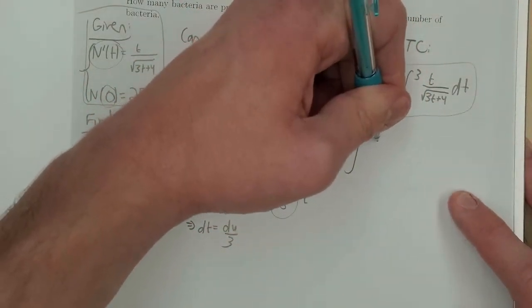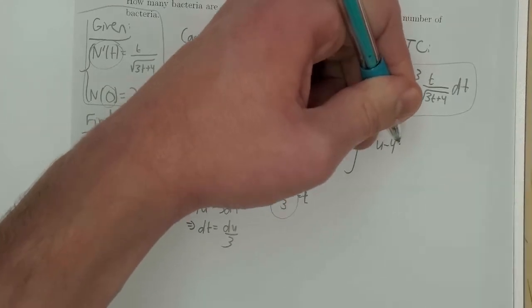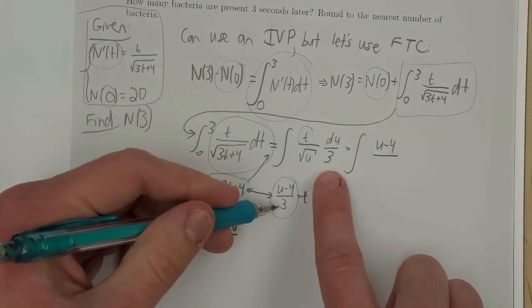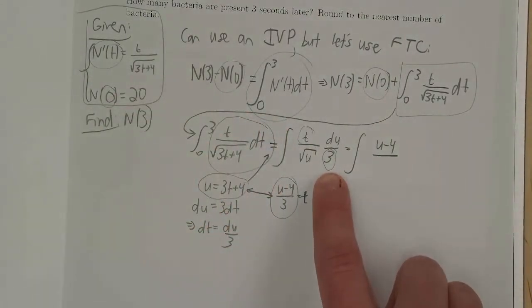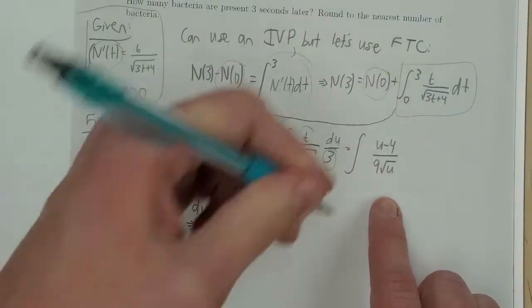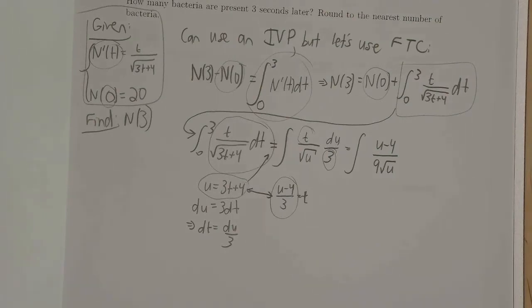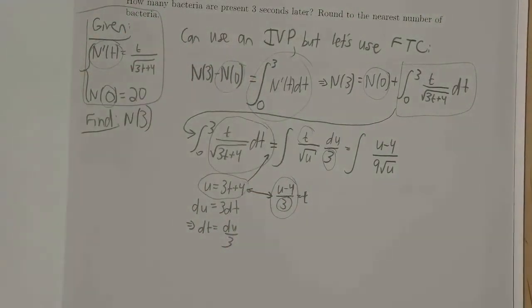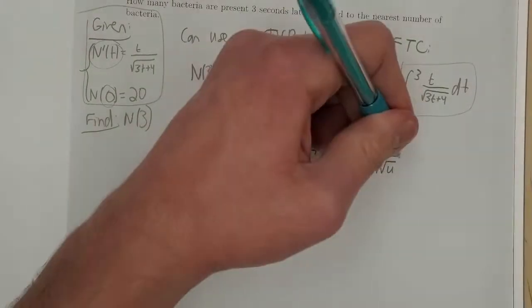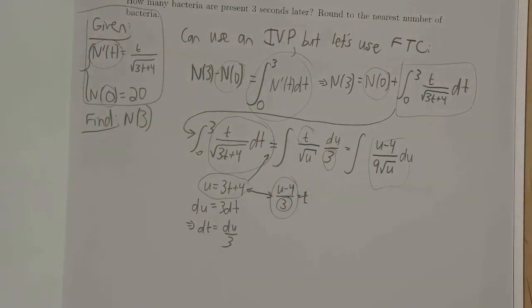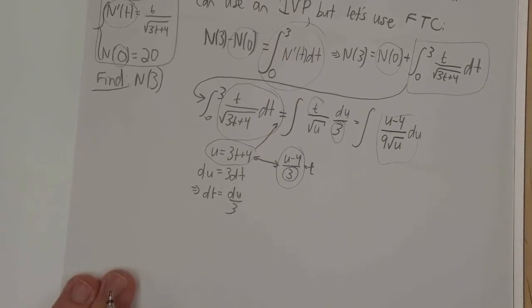So we have, in this case, u minus 4 above here, and then we have over 3, but then we have a divided by 3 down here as well. So ultimately, we're just going to have 1/9 times the square root of u. So basically we're multiplying this 3 here with this 3 here. That's how we get it. Okay? So thankfully, now we have a way to fix the problem and get everything in terms of u. So now let's go ahead and change the bounds.